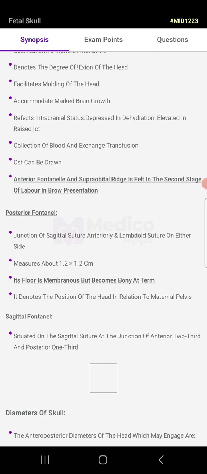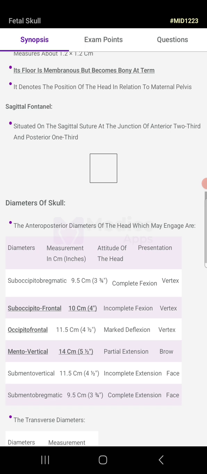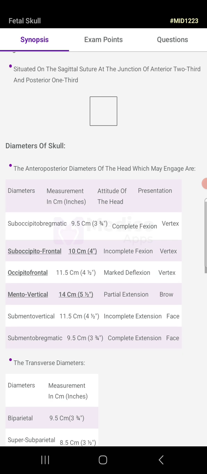Posterior fontanelle: junction of the sagittal suture anteriorly and the lambdoid sutures on either side. Measures about 1.2 by 1.2 cm. Its floor is membranous but becomes bony at term. It denotes the position of the head in relation to the maternal pelvis. Sagittal fontanelle is situated on the sagittal suture at the junction of the anterior 2/3 and the posterior 1/3.